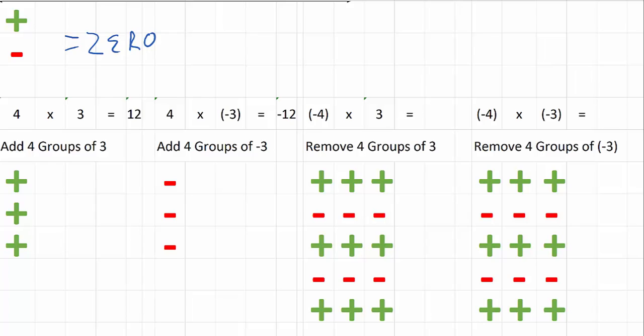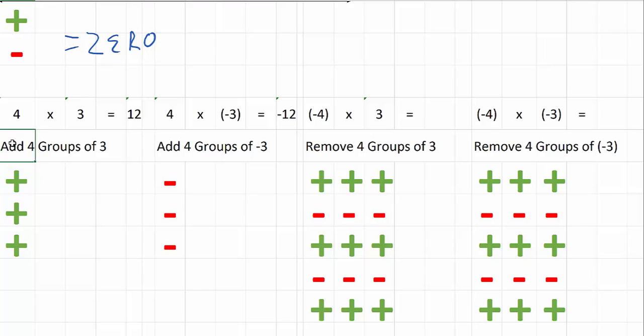This video is going to demonstrate why a negative times a negative is a positive, or a positive times a negative is a negative. There's about 4 rules that we've applied for our whole lives, and this video is going to demonstrate where those rules came from. And so the first problem is 4 times 3.